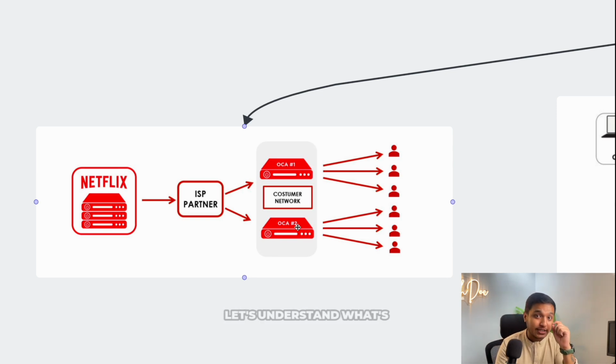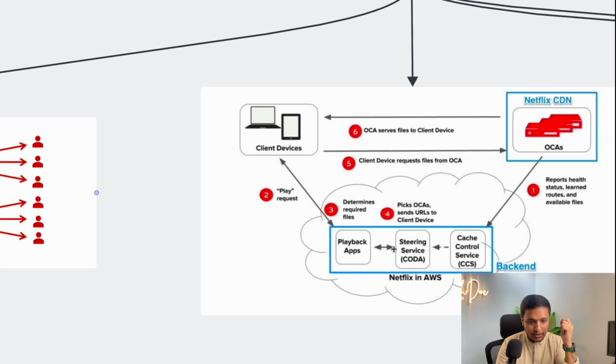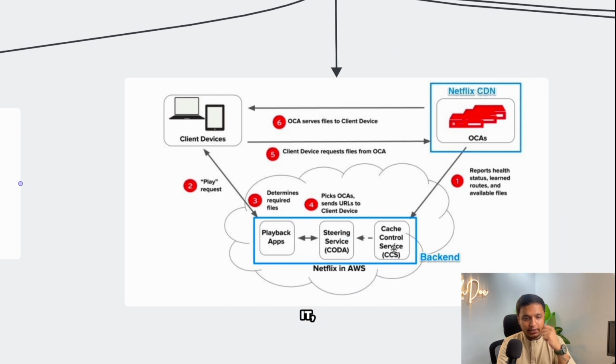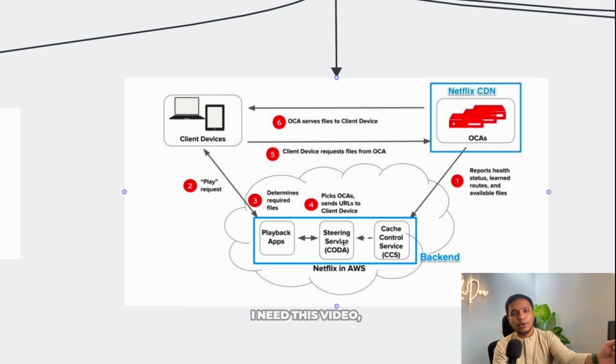Let's understand what's different. When you go inside of it, you will see all the client devices, like the mobile phone that you are streaming Netflix from, your desktop apps. It is requesting that I need this video, I need to play Stranger Things. So it determines what the files are, the OCA server. There is a cache server in between, the CDN in between.